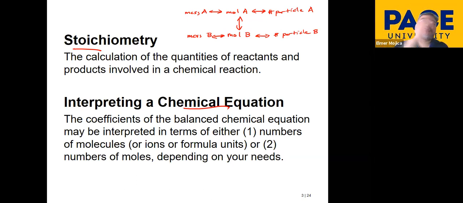So what we have done so far are all chemical formulas. But what we're going to do right now is relate one chemical formula with another in a given equation. So the coefficients of the balanced chemical equation can be interpreted in two ways: molecular level and molar level. When you say molecular level, that's the number of molecules. When you say molar level, that's the number of moles. Which one you use depends on your needs.